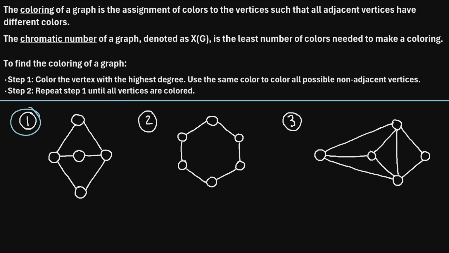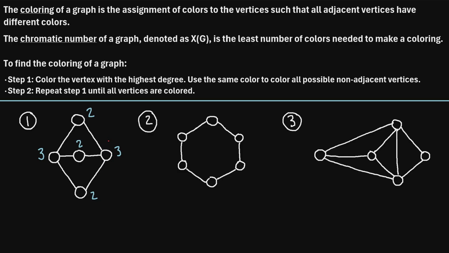So let's consider this first graph right here. The first thing that we need to do is find the degree of each vertex in this graph. Now remember, the degree is just the number of edges that are connected to each vertex. So here are the degrees for each of these vertices in this graph. So we can see that two of the vertices have a degree of 3. In other words, there are 3 edges that are connected to each vertex. So we can pick either one of these vertices to start with. So let's just say that we pick this vertex right here.